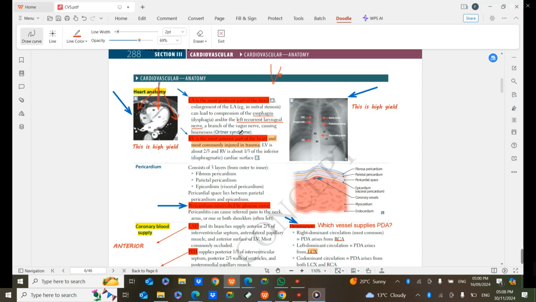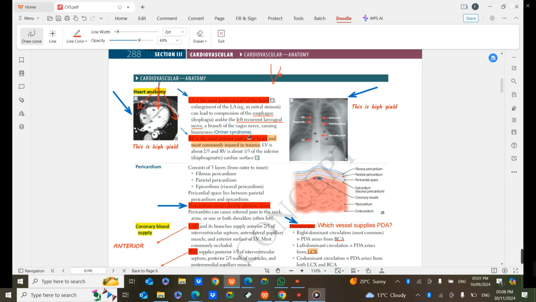So you put all these things together in Ortner syndrome. USMLE will never test you on syndrome. It's not a syndromic exam, so they won't write syndrome in the exam. They will just say that this patient has left atrial enlargement. Which of the following are you also likely to see in this patient? Once you see left atrial enlargement, the answer is dysphagia, or hoarseness of voice.